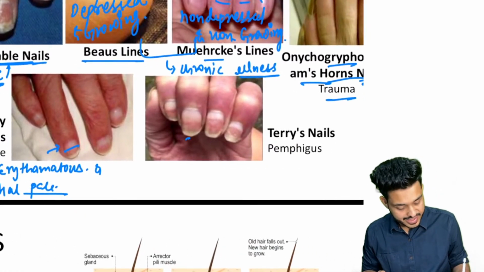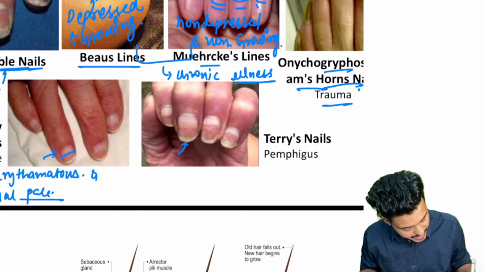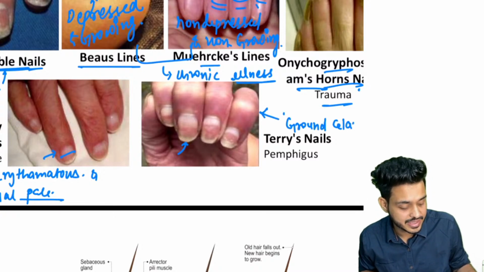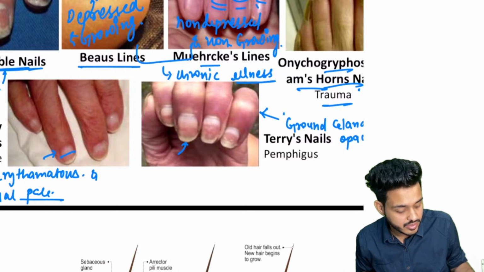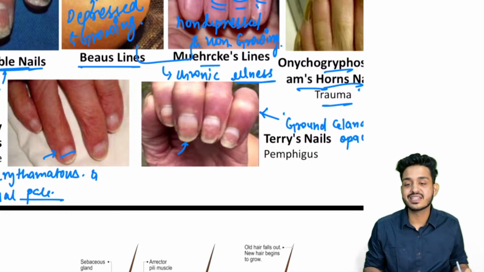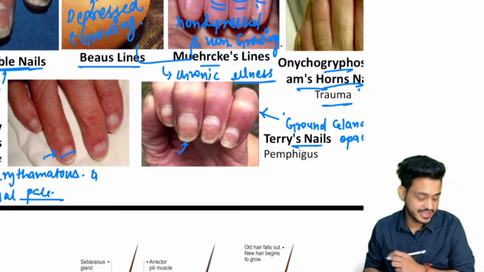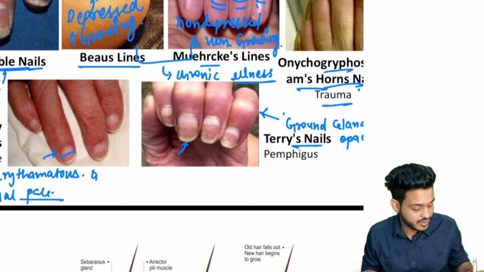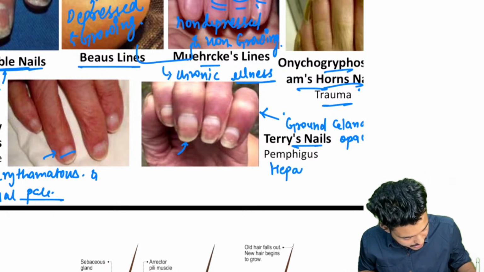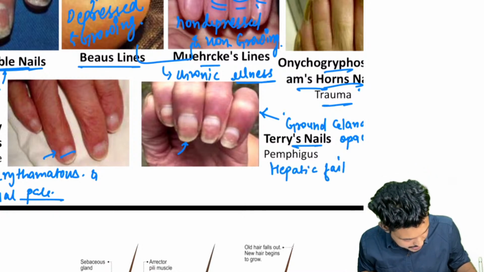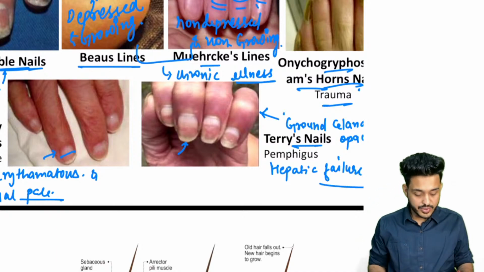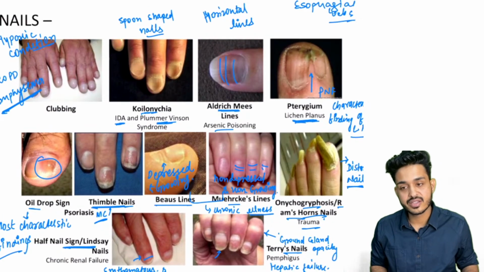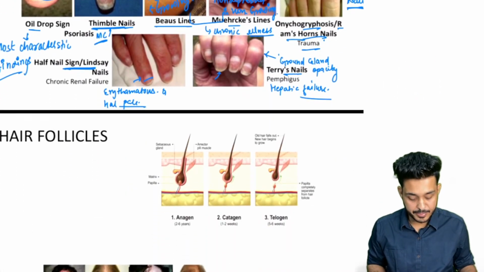These are also looking like same, but remember, guys, here we will see ground glass opacities. Look here, ground glass opacity. How we will differentiate? We will differentiate with the ground glass opacities that would be found in the teres nail, and that would be seen in the cases of pemphigus as well as in the cases of hepatic failure. Write down hepatic failure. So this is what you need to remember about nails. These are the important findings of the nail that you should be remembering.